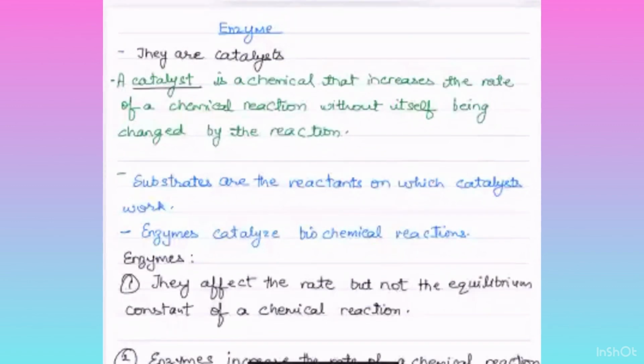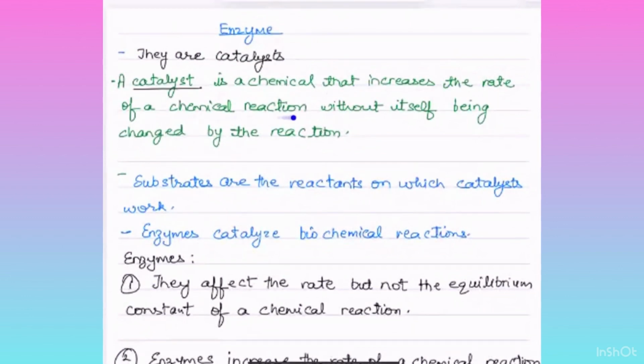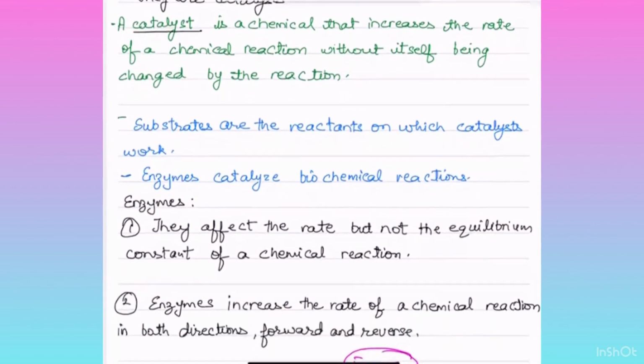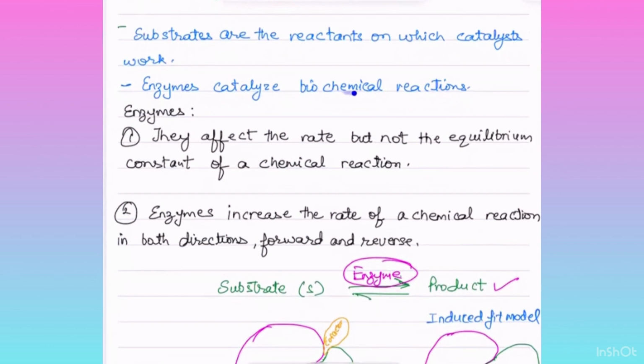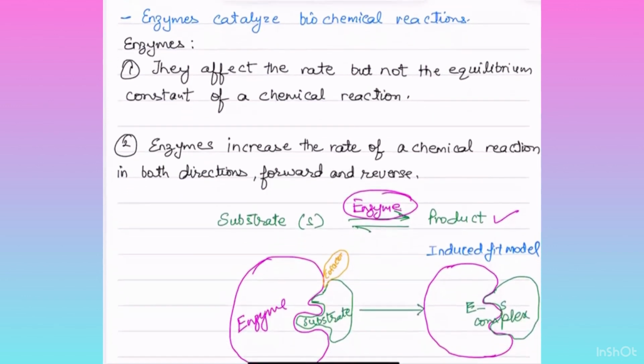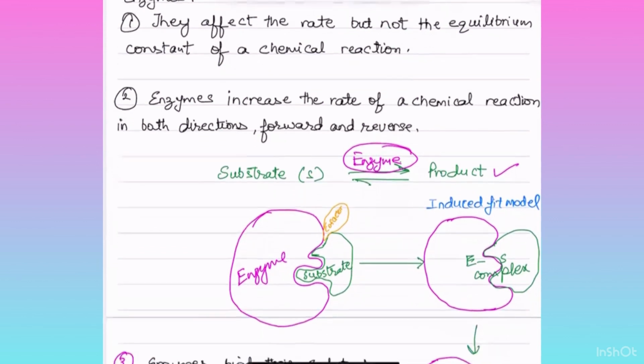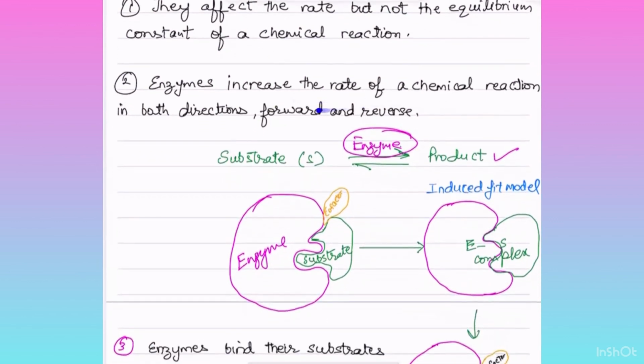Enzymes are biological catalysts, because a catalyst is a chemical that increases the rate of a chemical reaction without itself being consumed in the reaction. The enzymes are those catalysts which work only for biological reactions. Substrates are called the reactants on which catalysts work. And enzymes catalyze biochemical reactions. They affect the rate but not the equilibrium constant of a chemical reaction. And they increase the rate of a chemical reaction in both directions, forward and reverse.